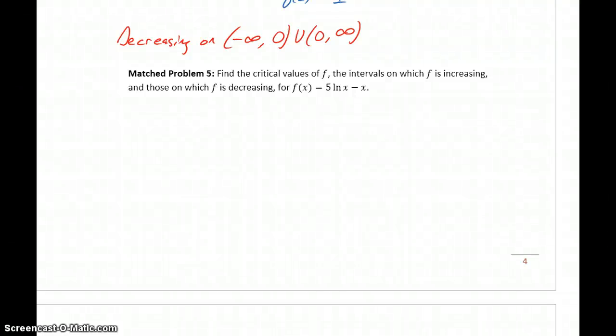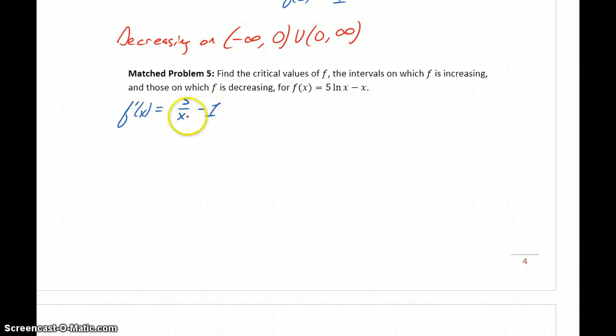So again, the same idea with match problem 5. Given our function, we want to find critical values, determine where our function's increasing or decreasing. So we'd start off by taking the derivative of our function, which will be 5 over x minus 1.